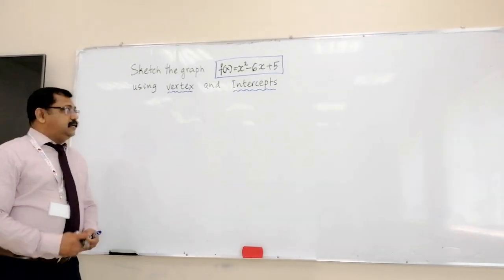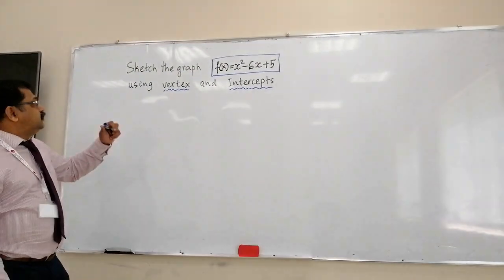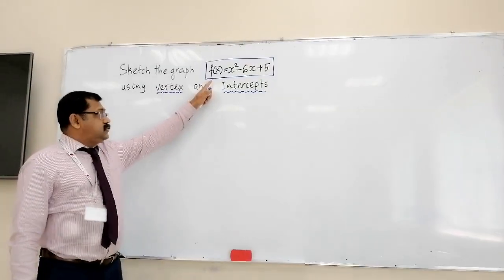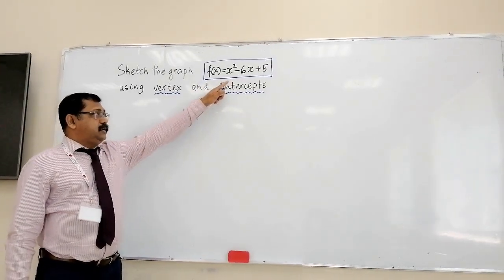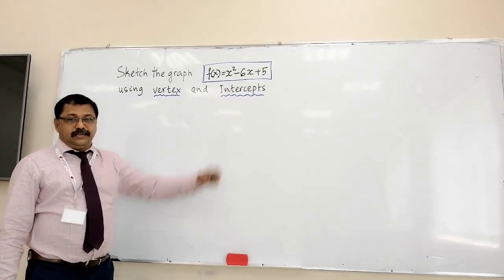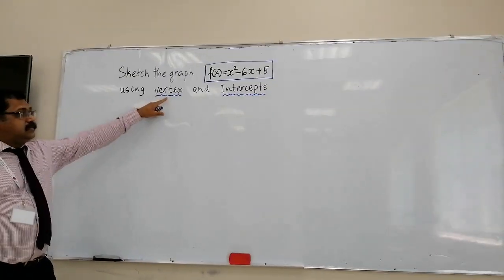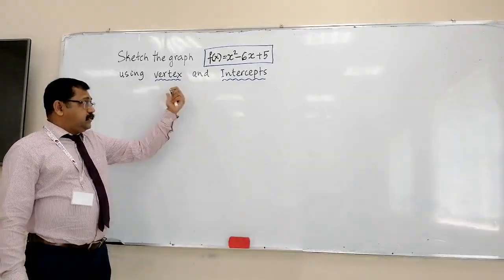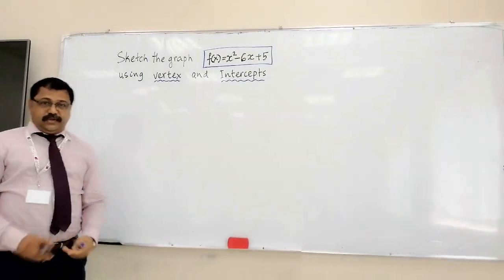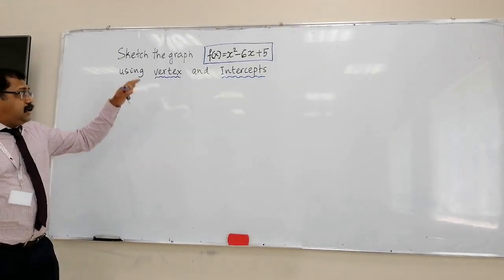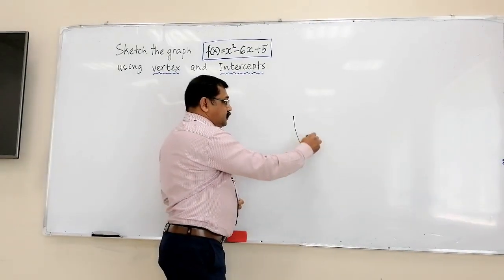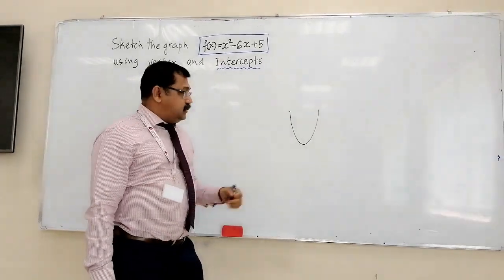Hi students, today we are going to sketch the graph of the quadratic function f(x) = x² − 6x + 5 using vertex and intercepts. We studied how to find the vertex and intercepts, and a quadratic graph looks like this.